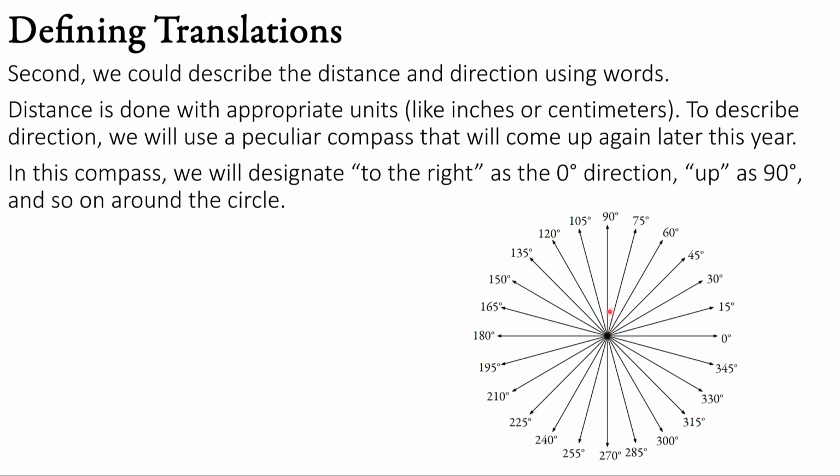90 degrees is going to be up. 180 degrees would be to the left. 270 degrees would be down. And if we came all the way back around, 360 degrees is again to the right.